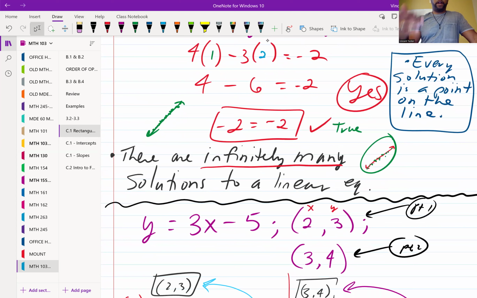Process. Here we have y equal to 3x minus 5, and we have two ordered pairs to try. Remember, there are infinitely many solutions, so both of them could be solutions. It is possible to have more than one solution.